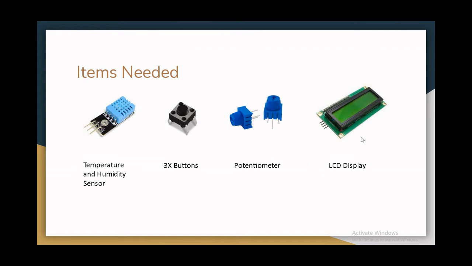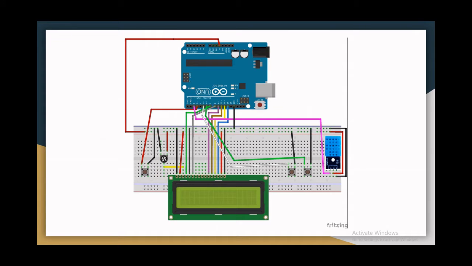So first, the materials you need are the temperature and humidity sensor, 3 buttons, a potentiometer, an LCD display, and some wires. And here's the schematic, and I'll be talking about the code now.